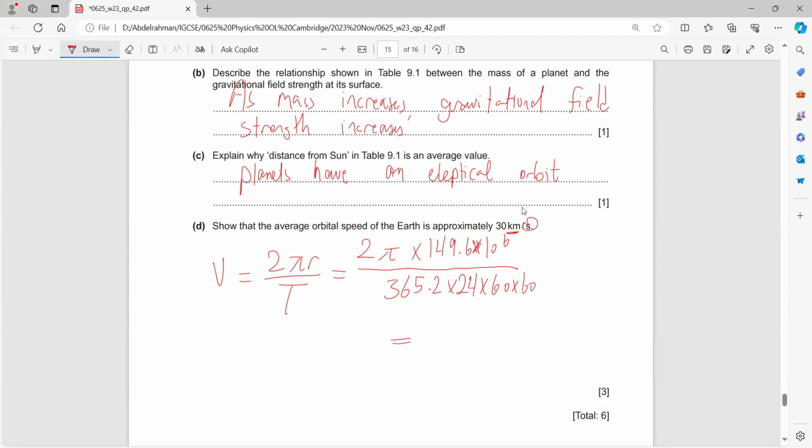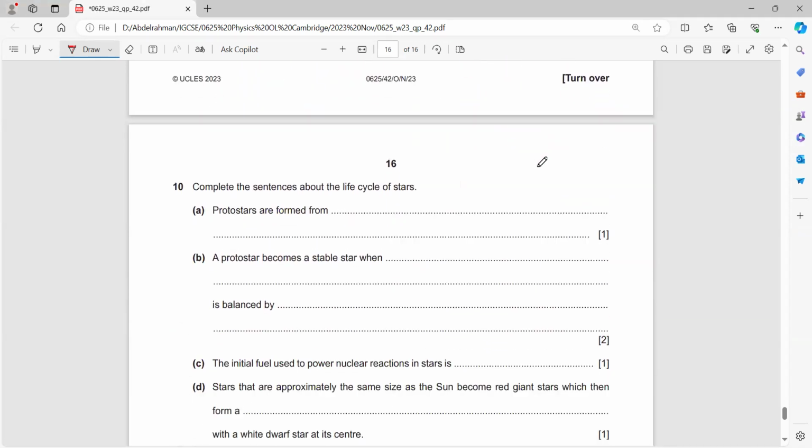Can someone calculate this using the calculator? This would give an approximate speed of 29.7 kilometers per second, which is definitely equal to 30 kilometers per second. Okay, good. Last question.